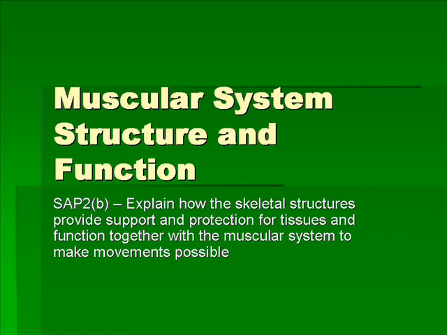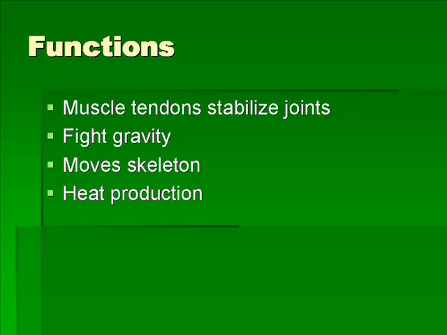Okay, this lecture is going to cover muscular system structure and function. Now there are four major functions with the muscular system that you're going to need to know for the purposes of the tests in this class and upcoming quizzes. The first one is that muscle tendons stabilize joints.